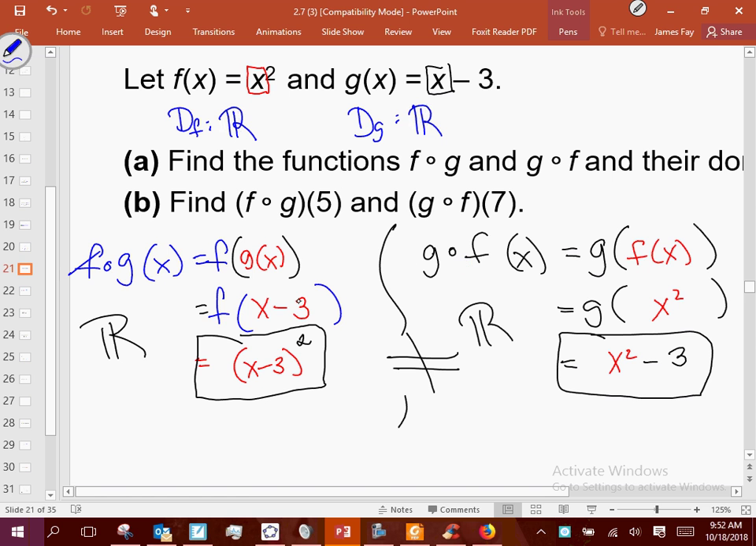Two ways of doing this. I like the rule, okay? If I've got now this rule, with plus 5 in here, what's 5 minus 3? 2 squared is 4, okay? But could I have also done this? Could I have said f of g of 5? What's g of 5? So up here, find g of 5. What's that give me there? 2.